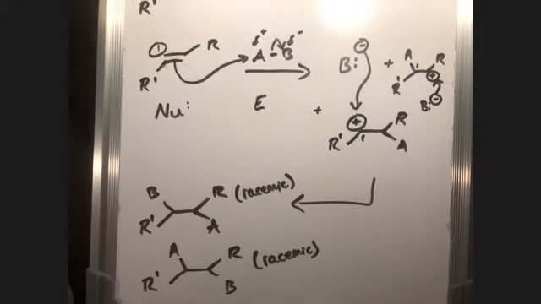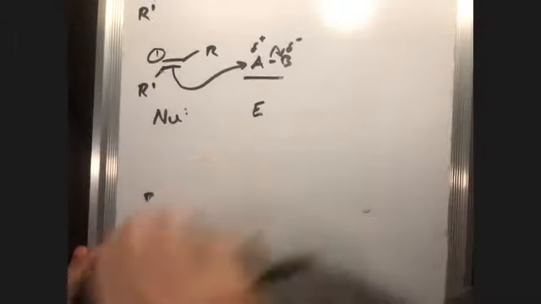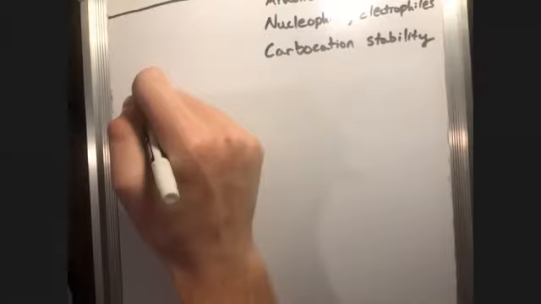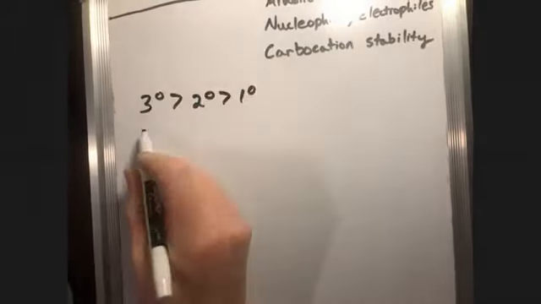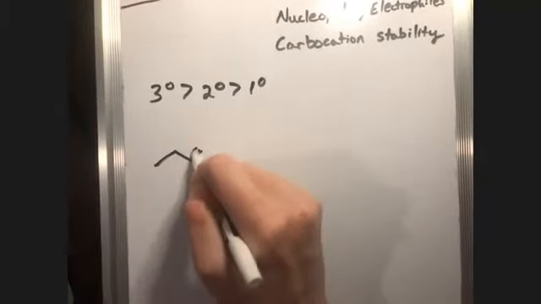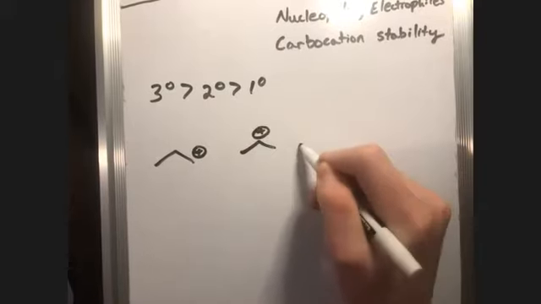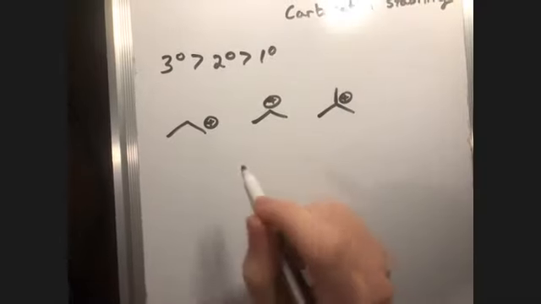Okay, so with that, let's do a specific example to show you what I'm talking about. The first thing we need to talk about really quickly before we do that is carbocation stability. There's a rule that more highly substituted carbocations are more stable. So a tertiary carbocation is more stable than secondary, which is more stable than primary. As a quick review, hopefully this is common now, or you're familiar with this.